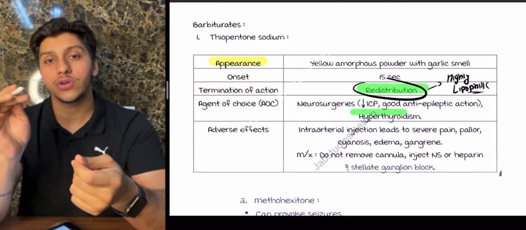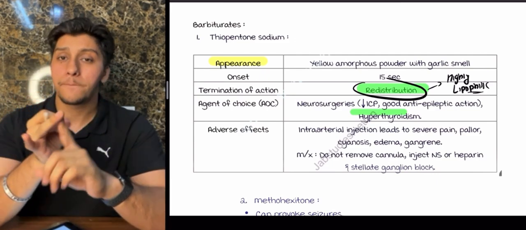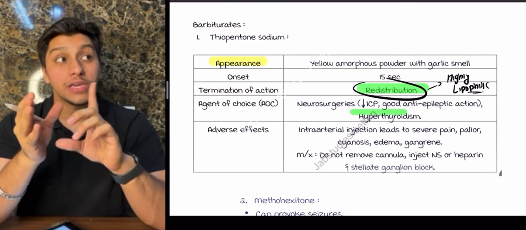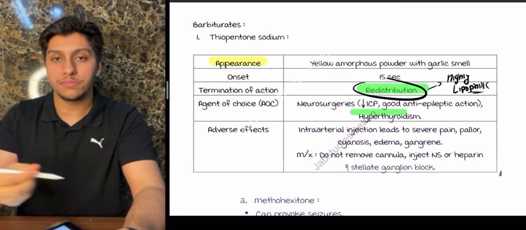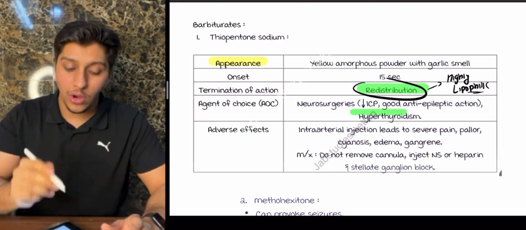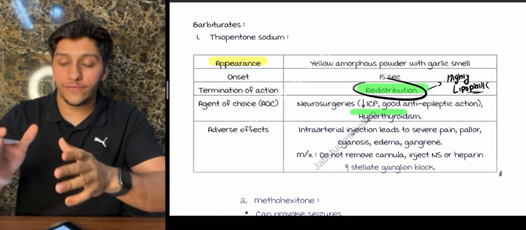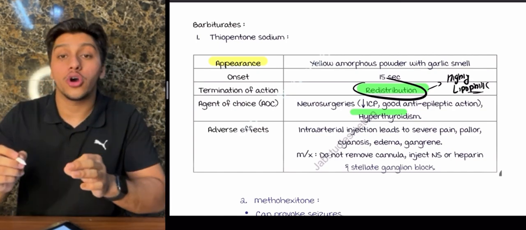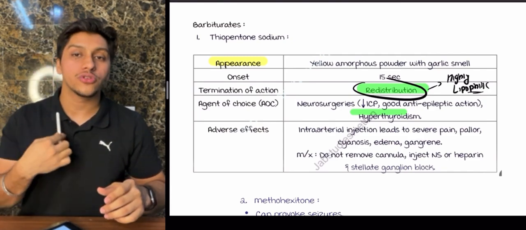If you accidentally give this intra-arterial, the patient is going to complain of severe pain, pallor, edema, even gangrene. Now your impulse will be to just remove it. No, you don't have to remove it. You have to give normal saline or heparin. Along with that, you have to make sure that you block the ganglion known as the stellate ganglion. The stellate ganglion is a ganglion around the brachial plexus.